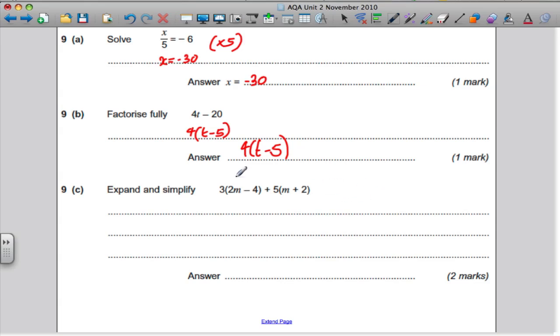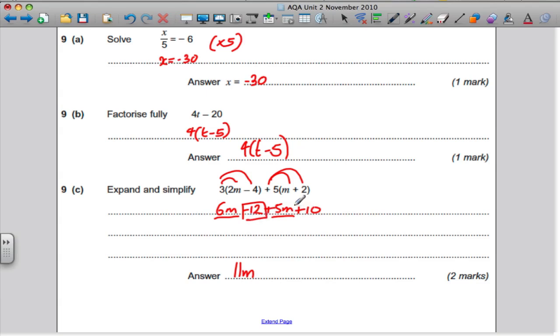Expand and simplify the following. 3 times 2m is 6m. 3 times -4 is -12. Positive 5 times m is positive 5m, and positive 5 times 2 is positive 10. Now tidy up. 6m plus 5m is 11m.